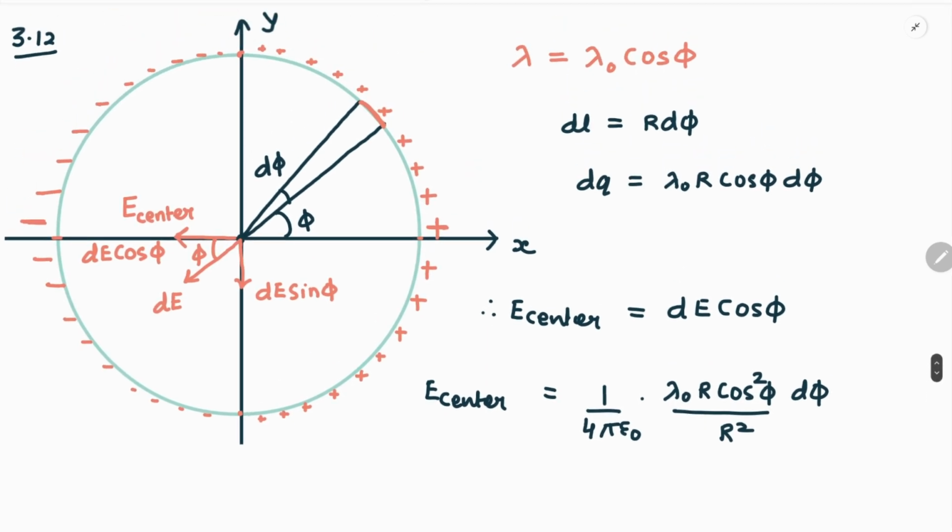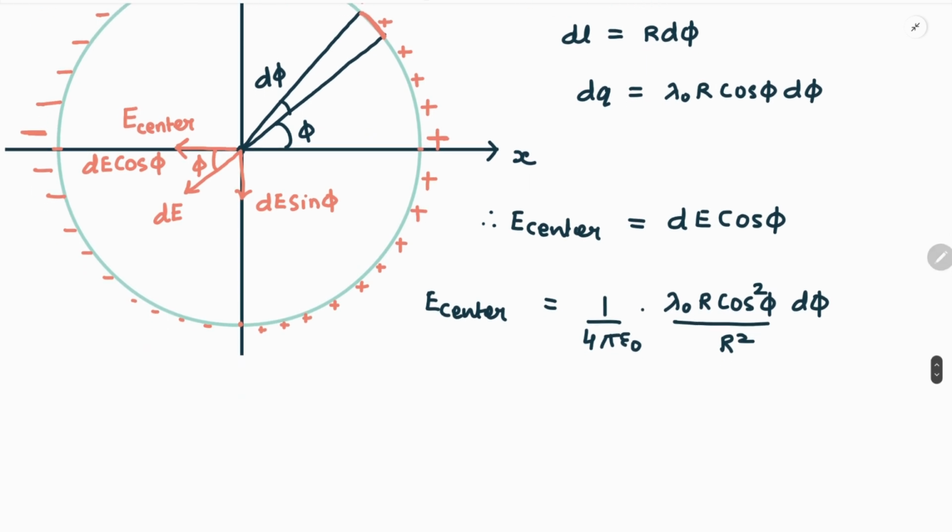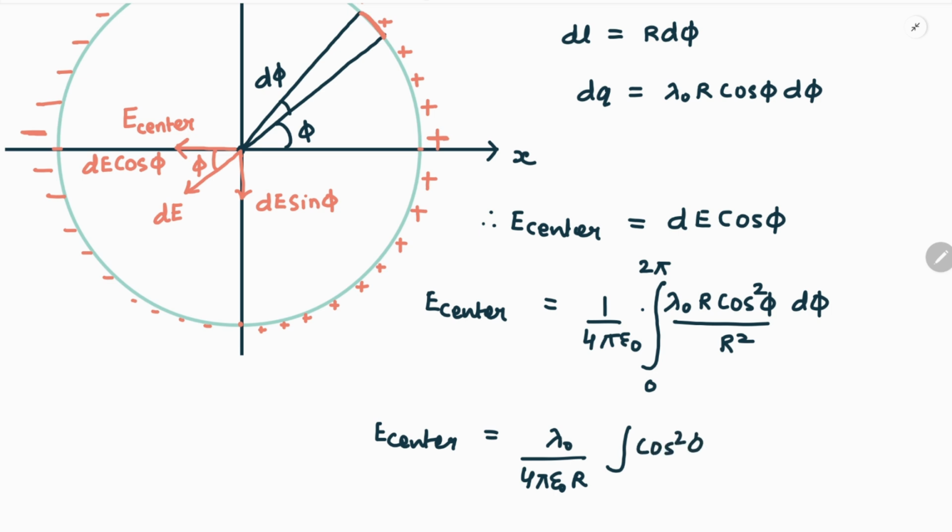Now it is again very important for us to understand that we are calculating this using the integral method, and we integrate for the entire length of the non-conducting ring, that is from 0 to 2 pi angle. So on solving, we obtain the electric field at the center as lambda naught upon 4 pi epsilon naught r times the integration of cos square phi d phi from 0 to 2 pi.